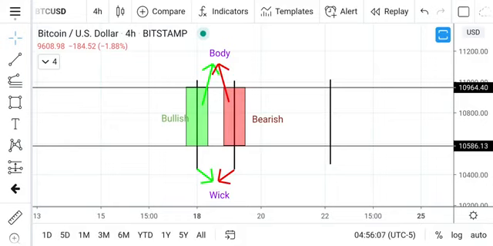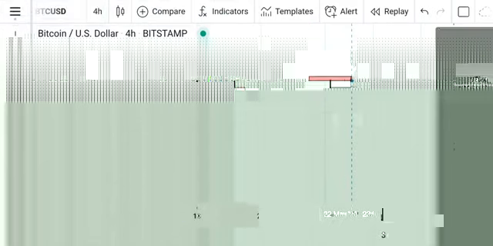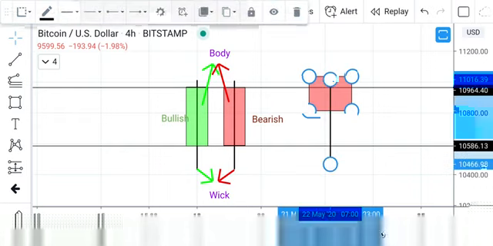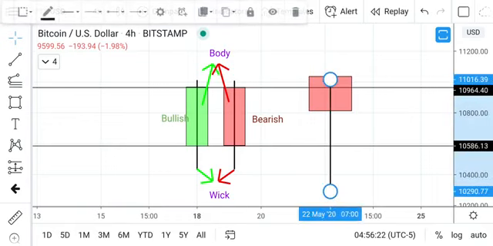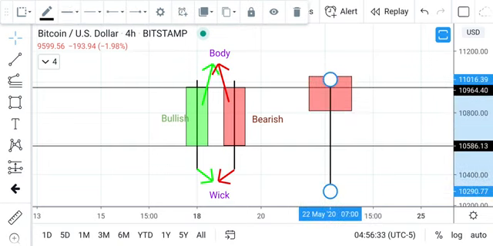The ratio of the wick to the body is also very important. If the wick is larger than the body, you know that there is strong price rejection. Like in this case, you can see that the wick is far longer than the body, which is the red part over here. The black part like this is the wick. So when the wick is longer than the body, you say there is a strong price rejection.